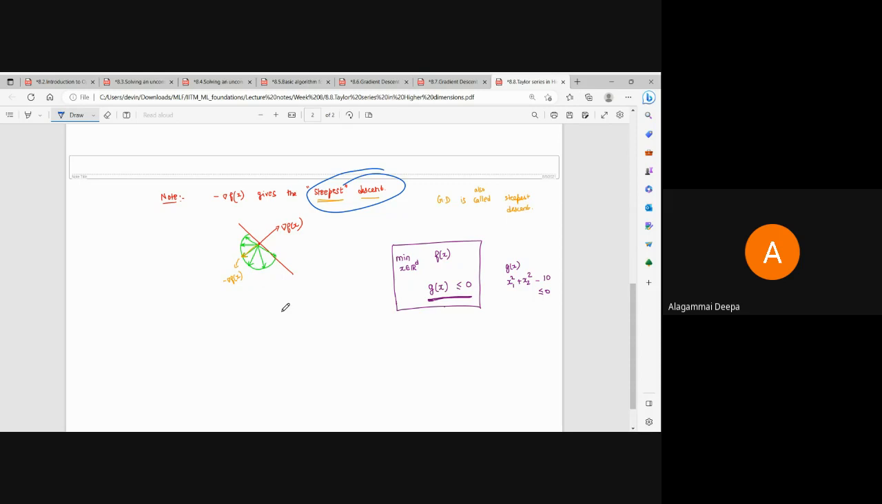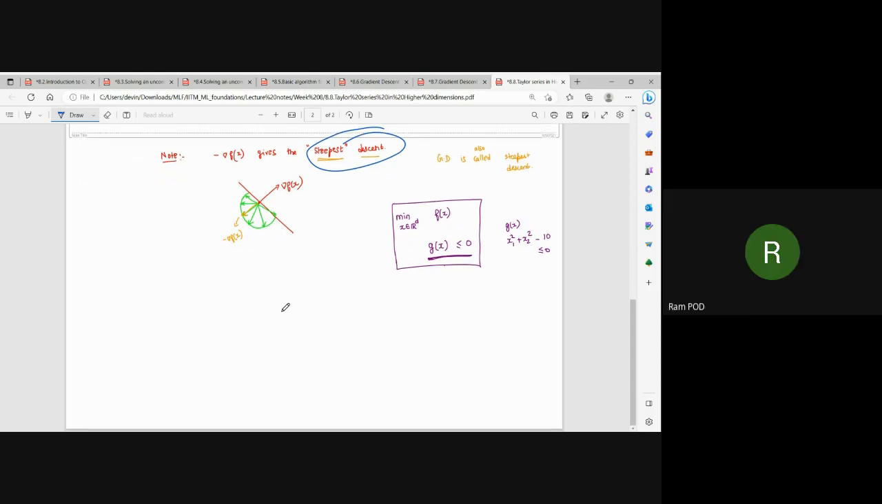So when d is minus gradient f, we have this steepest descent. In all the other directions, you could have it be less than 0, but it won't be as small as when you choose this minus gradient f.